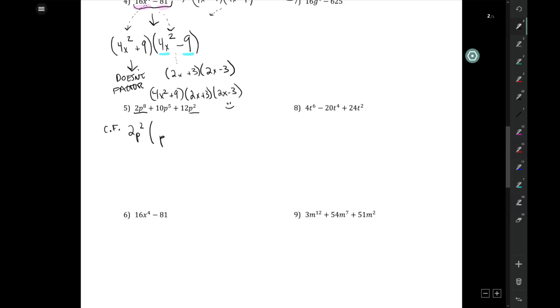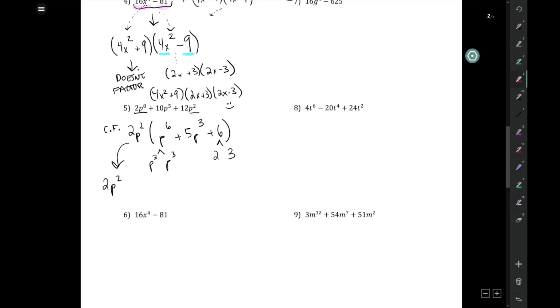p to the sixth plus 5p to the third plus 6. Okay, 2p squared is going to hang out front. And don't be afraid of these here. Now, p to the sixth. The cool thing with these is it's always going to be a p cubed times a p cubed. Okay, and it's just like factoring before. Factors of 6 that add to 5 would be 2 and 3.